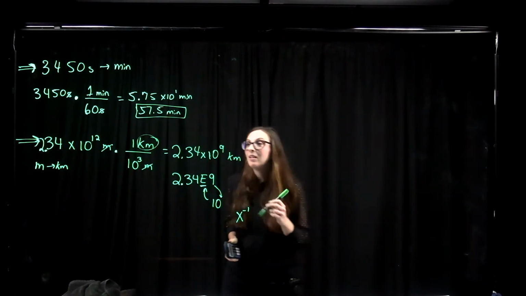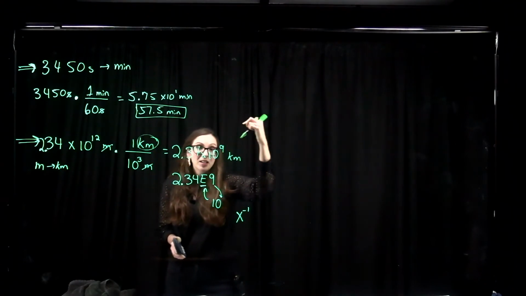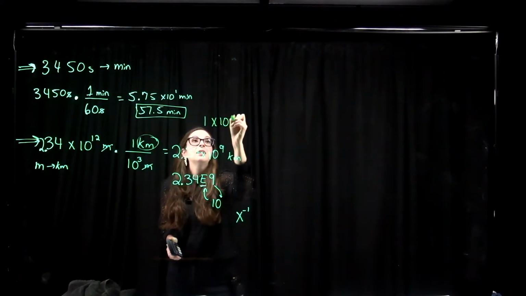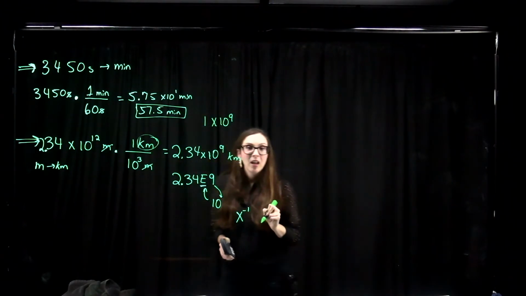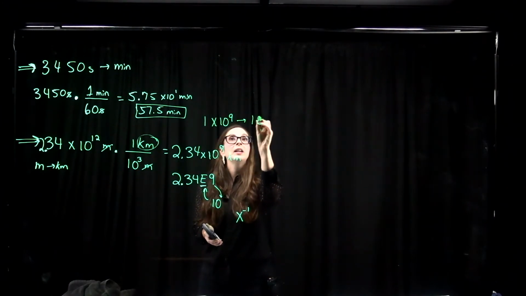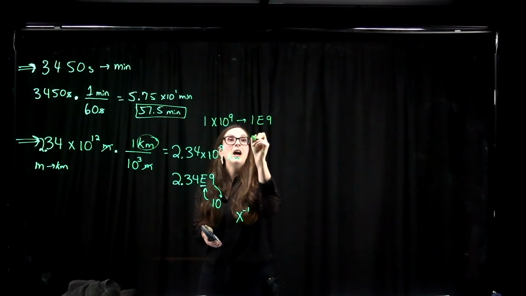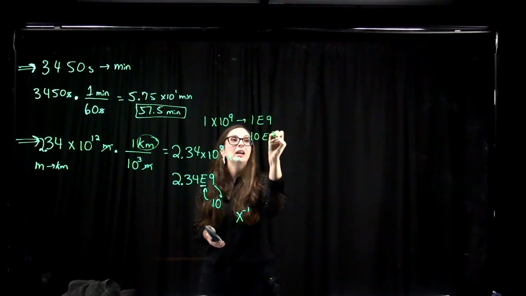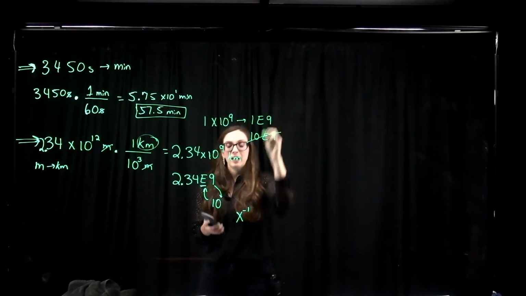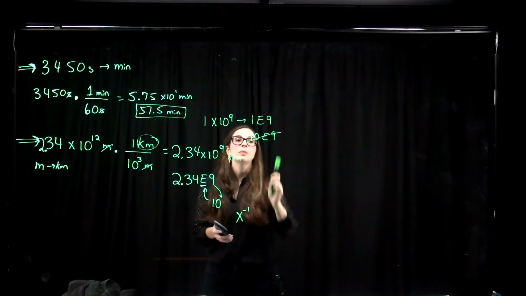For example, I see this happen quite often, especially in the astronomy class. If you have 1 times 10 to the 9, what you're going to type into your calculator is 1E9, not 10E9. Okay, that's not the same thing. So you're going to type in 1E9 in order to get your 1 times 10 to the 9.